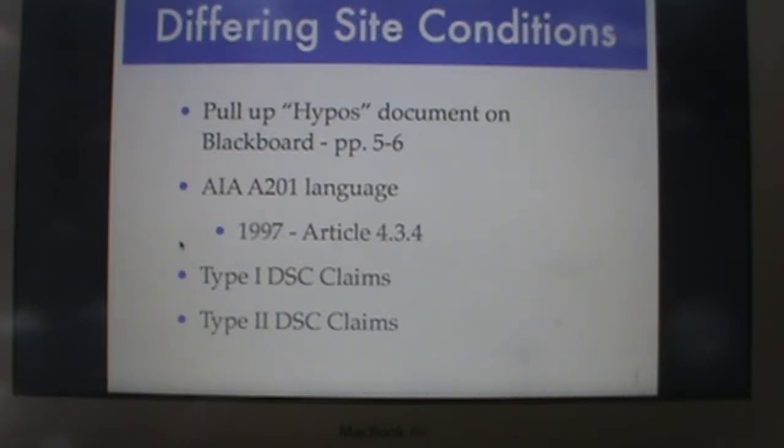So we know generally differing site conditions are when it turns out during the course of construction that there's something unforeseen, discovered, usually underground or some way hidden, that is going to increase the cost of the construction. And these DSC clauses deal with how those changes of conditions are compensated.